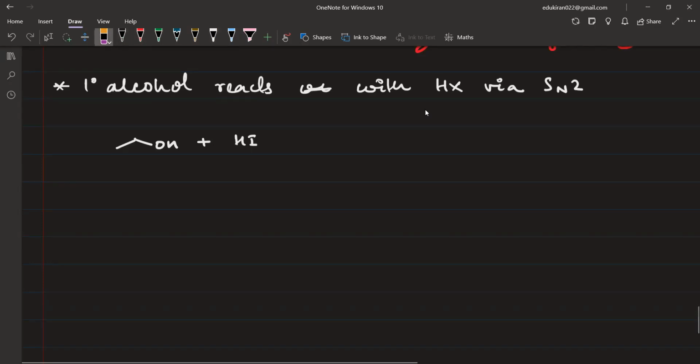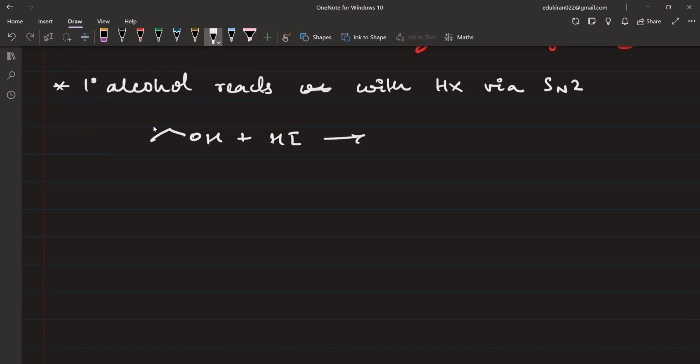See, iodine will be delta negative. Oxygen is bonded to carbon atom, so this will be delta positive. So this iodine is going to attack onto this carbon atom. But first of all, a different reaction happens. पहला reaction step होता है. चलो, आपको दिखाई देता है. Write this reaction: OH plus HI, giving you iodine like this.